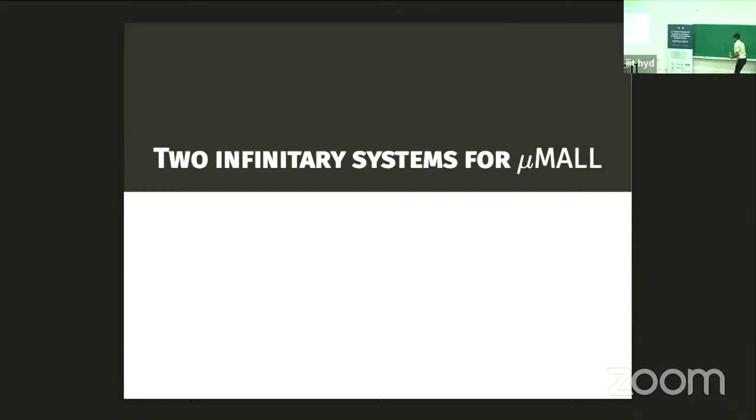Whereas if you have additive conjunction, A and B will be copied. So this is the basic system.